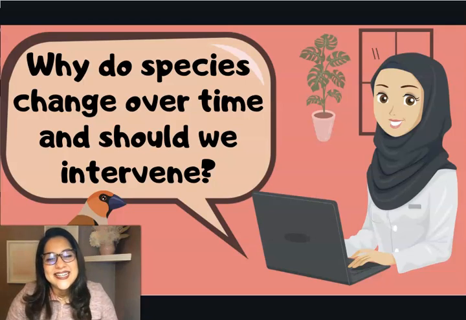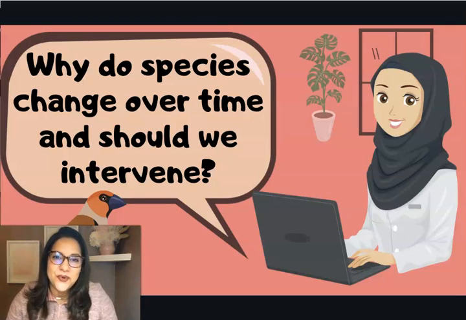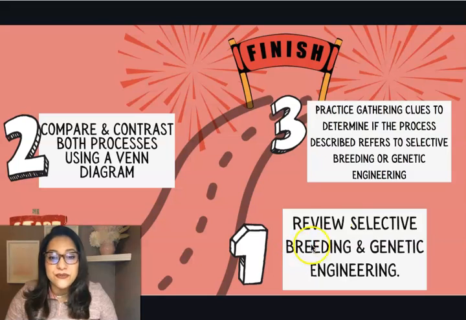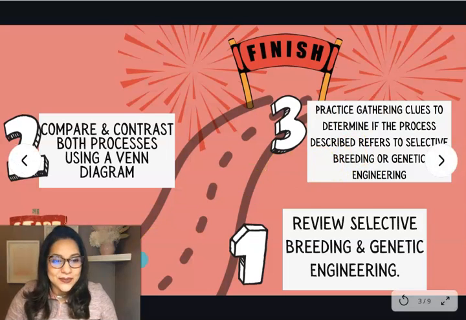Hello, scientists. Today we're going to continue to explore our unit question, which is why do species change over time and should we intervene? In our journey today, we have 3 stops. The first stop is reviewing selective breeding and genetic engineering. The second stop is comparing and contrasting both processes using a Venn diagram. And our final stop is gathering clues to determine if a process described refers to selective breeding or genetic engineering. All right, so let's begin with our review.